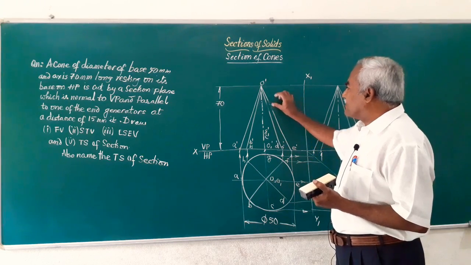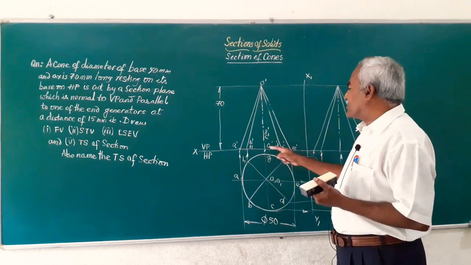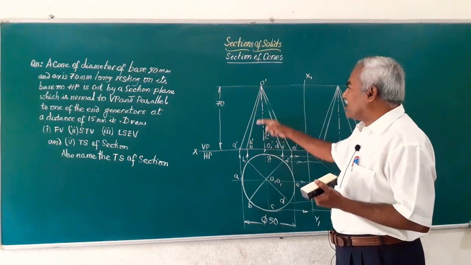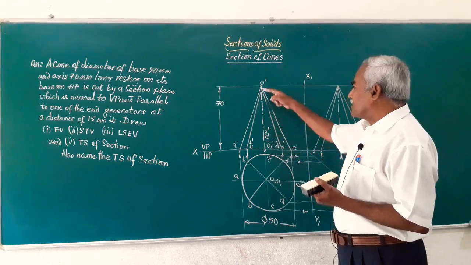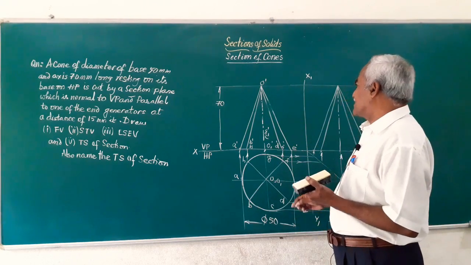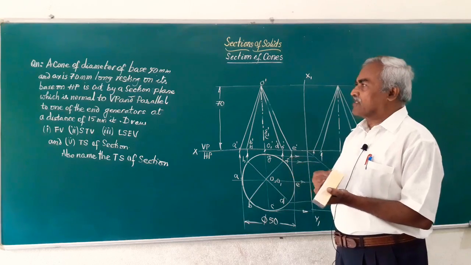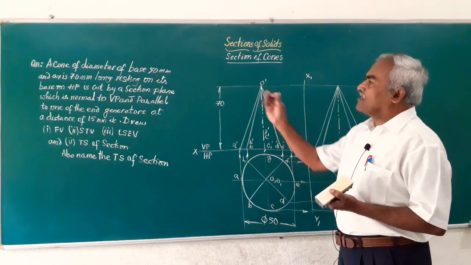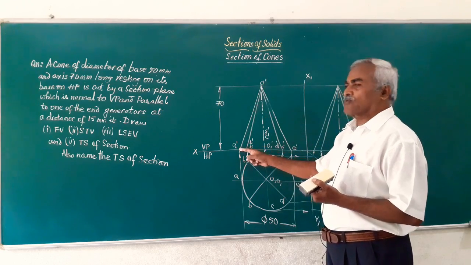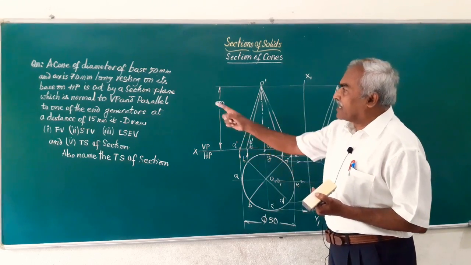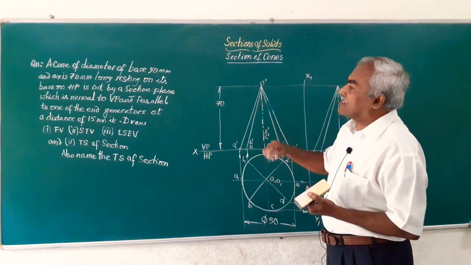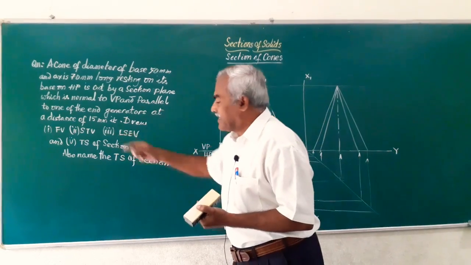So while drawing the figure, you have to show these dark, only the end generators, and the remaining generators like OB, OH, OC, OG, OD, OF are to be drawn by thin lines. Friends, let me draw the section plane. This is parallel to one of the end generators. So let me take O dash A dash as one of the end generators and draw a line parallel to that end generator at a distance of 15 millimeter from it.